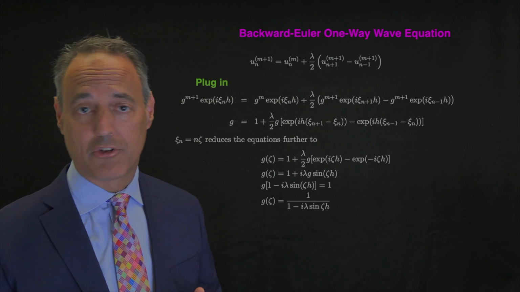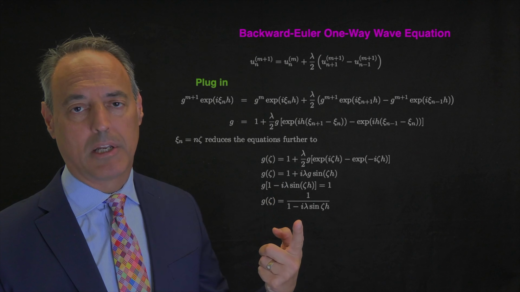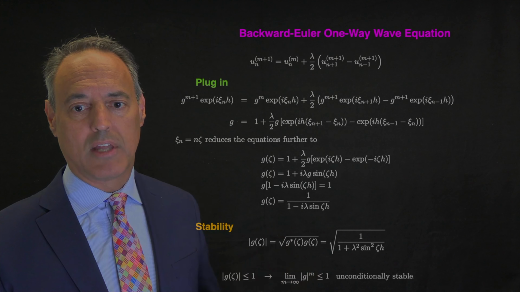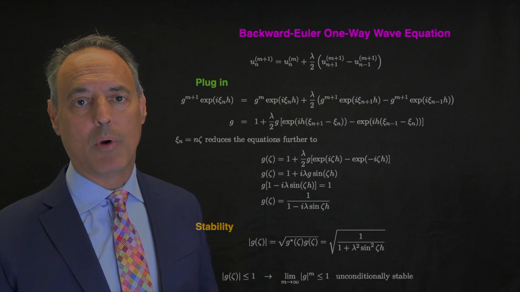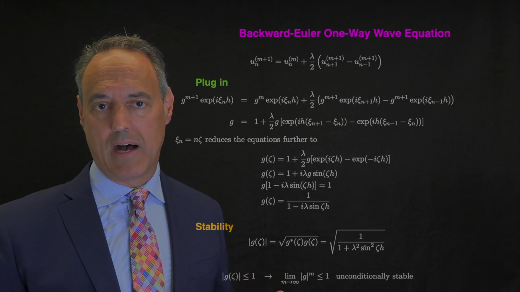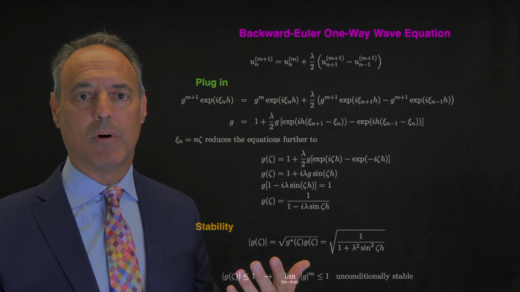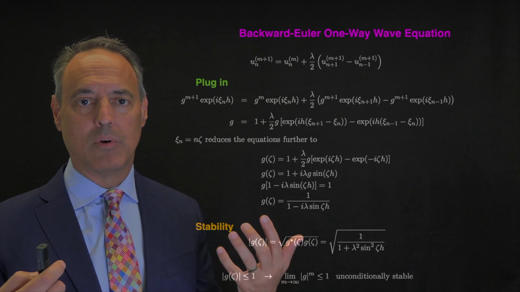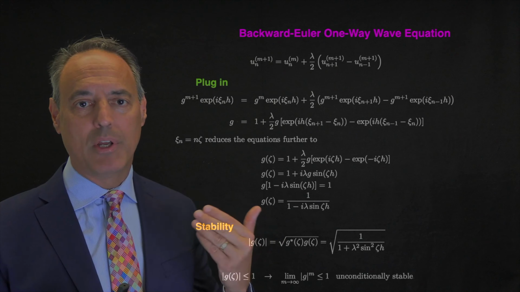So if you follow the algebra, which is not that intense, it's just a little bit of manipulation, and then you look at the absolute value, here's what it is, and this thing is always less than or equal to 1. So now what do I have? I have a scheme that is unconditionally stable. It doesn't matter what I do on my delta x, delta t, my CFL, it's always stable.